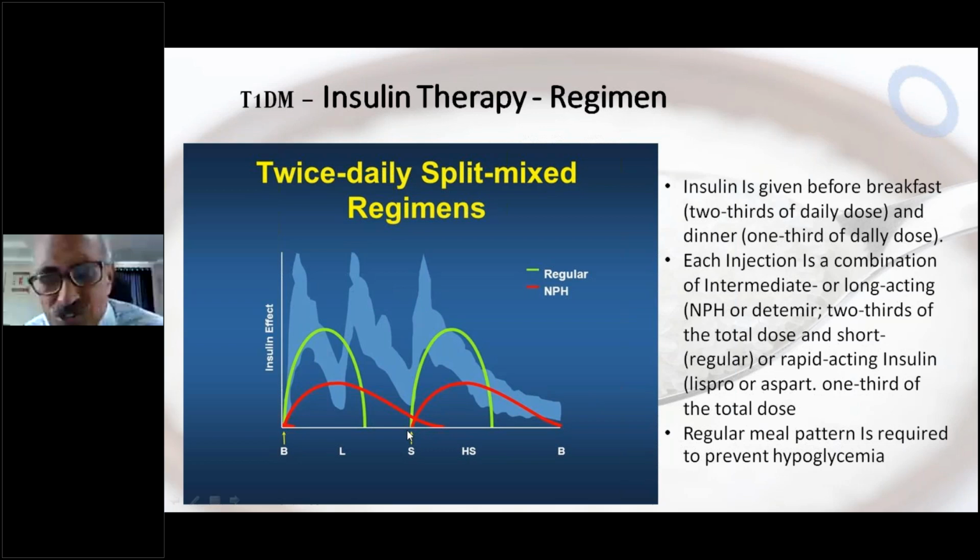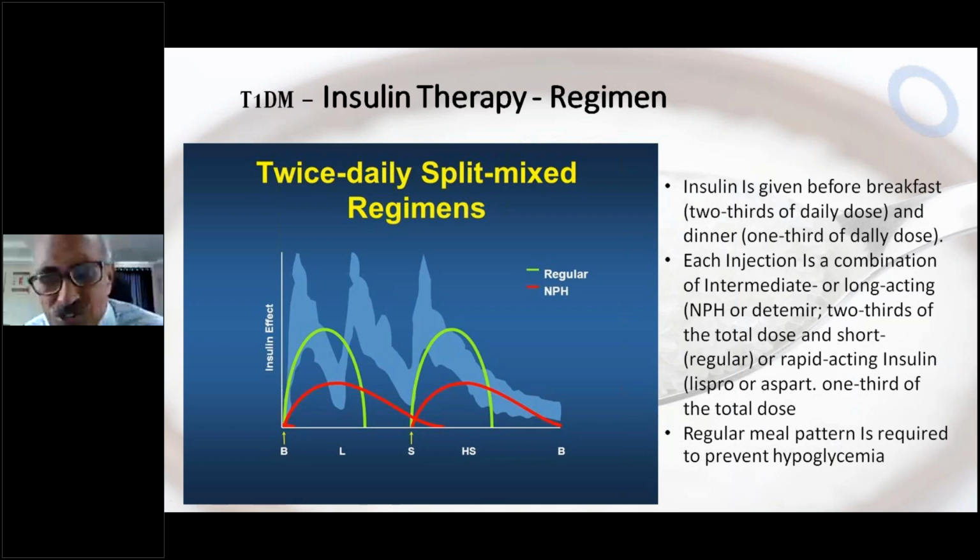In the evening dose also, the remaining 10 units is again divided 2/3 and 1/3, into 7 units of plain insulin and 3 units of intermediate NPH insulin. Like that. With the 2 doses, you can maintain almost normal. The shadowed area is the normal physiological pattern. So this is the modified split mixed variant.